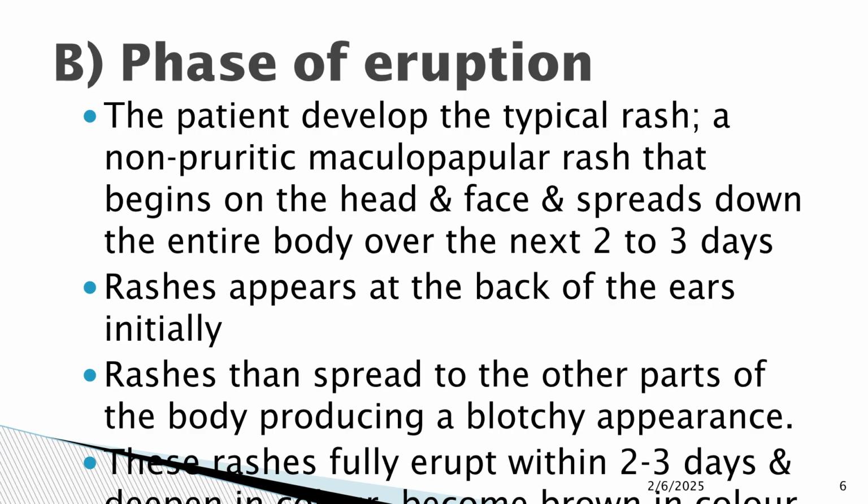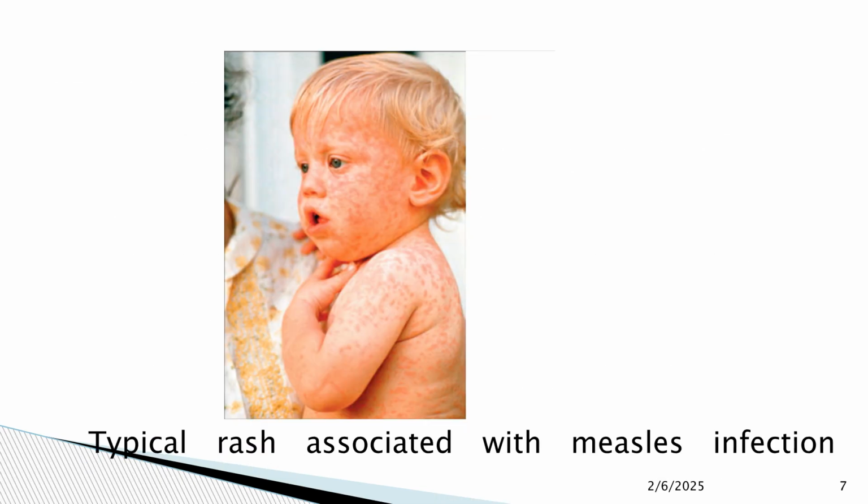The phase of eruption is marked by a non-pruritic maculopapular rash. It starts on the head and face, spreading down the body over 2 to 3 days. The rashes deepen in color and are followed by desquamation. This image shows the typical rash associated with a measles infection.